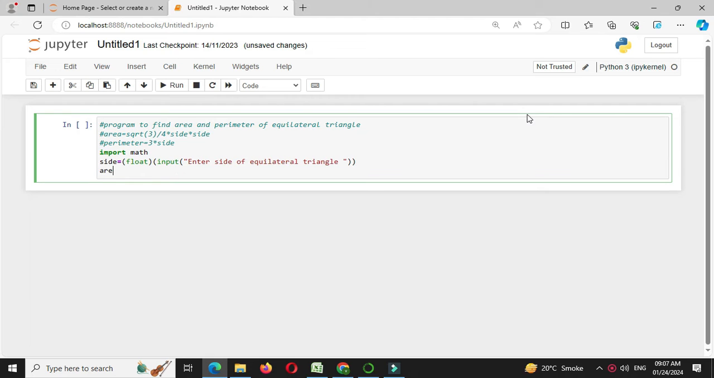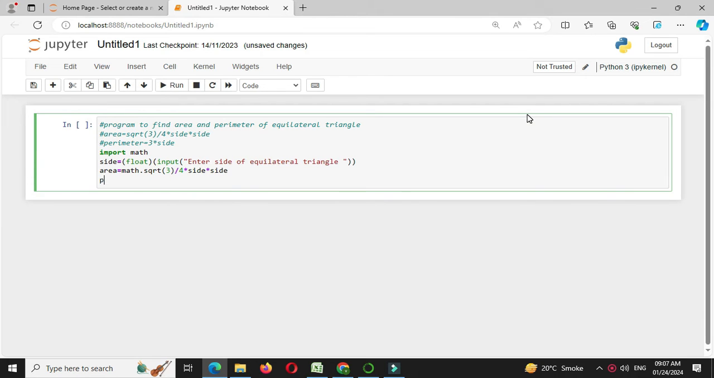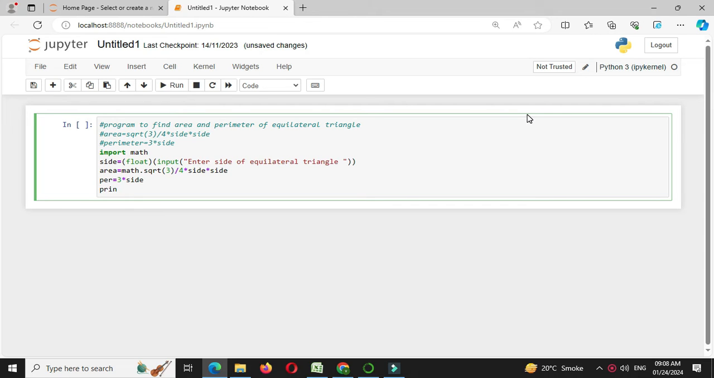Then we will calculate the area. Area equal to math dot square root 3 divided by 4 into side square. And we will calculate perimeter as 3 into side. Then we will print area and perimeter.